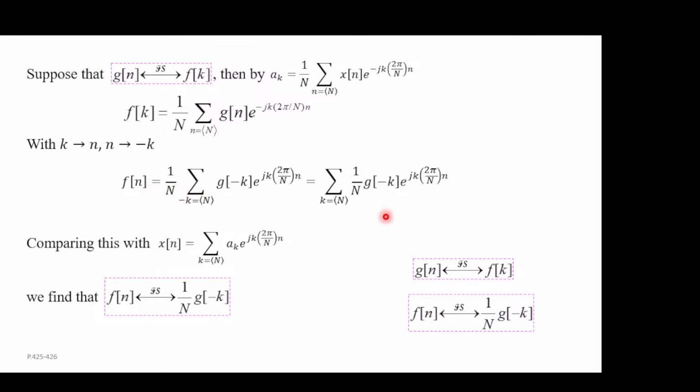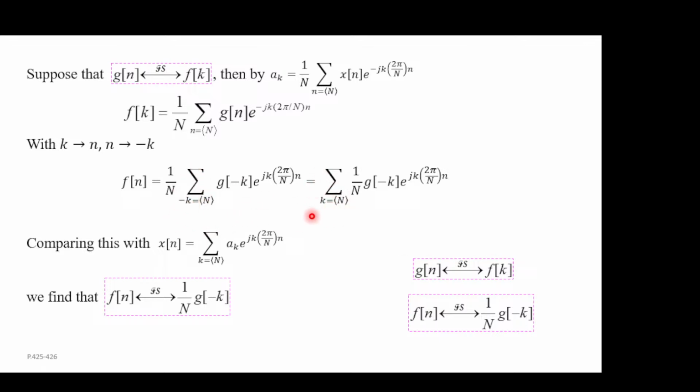Then we just move this 1 over N inside because we can, and then this minus sign on k doesn't do anything. If you think about it, you are summing minus k over 1 period, you are also summing plus k over 1 period, because this is like summing minus k from 0, 1, 2, 3 to N minus 1, and then plus k you are summing from 0, minus 1, minus 2 to minus N plus 1, and that's also summing over 1 period.